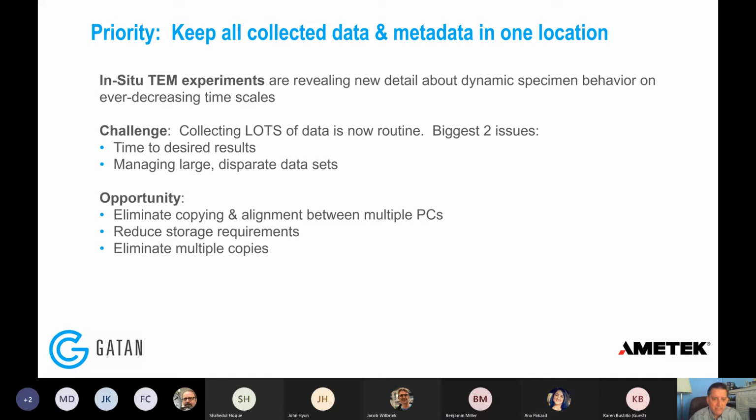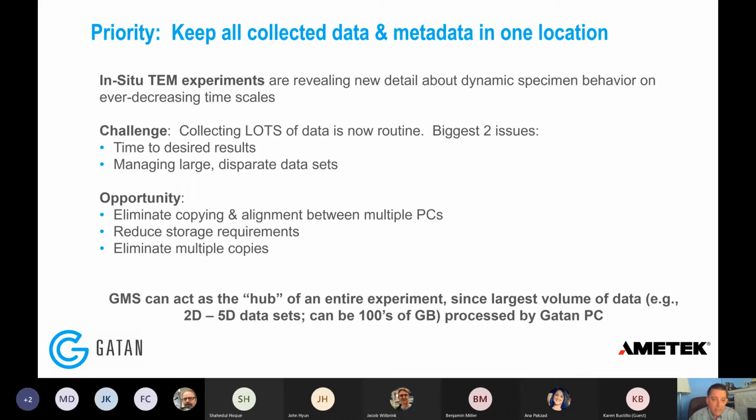So what do we do to increase the efficiency of the data that we're collecting, going towards the desired results? And the other thing is we want to eliminate multiple copies. It doesn't make sense to have 2 or 3 copies of the exact same data residing on, for example, my laptop and on the TEM PC and on some server somewhere. So you really want to store it once and be done with it.